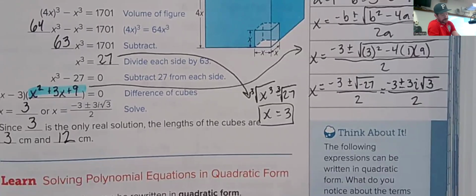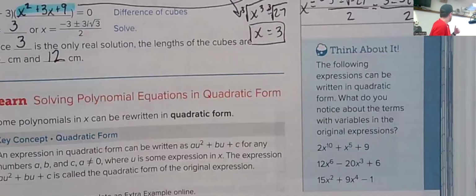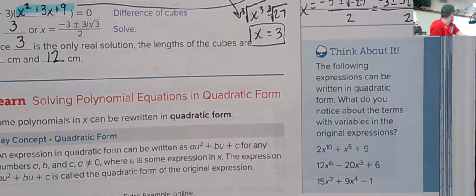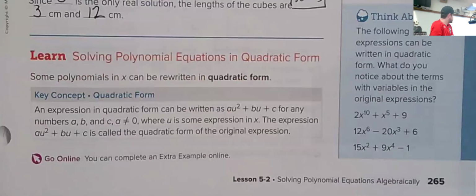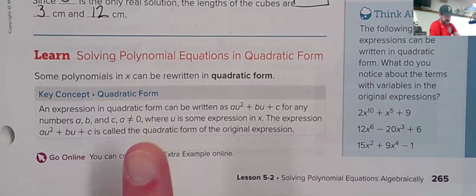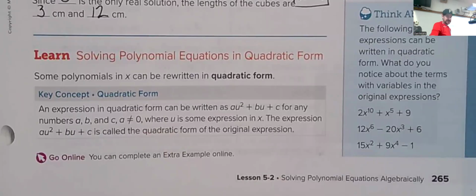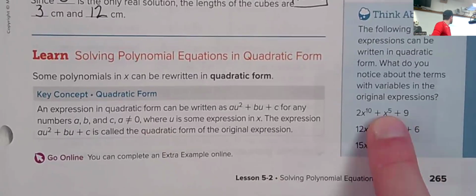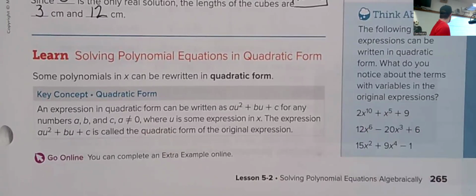So now some polynomials, it says right here, some polynomials in X can be written in quadratic form. This is an odd concept, the way it's written. I'll explain what this is talking about. Actually, just using these ones over here. So it says an expression in quadratic form can be written as a times u squared plus b times u plus c, which is the standard form of a quadratic function or quadratic expression.